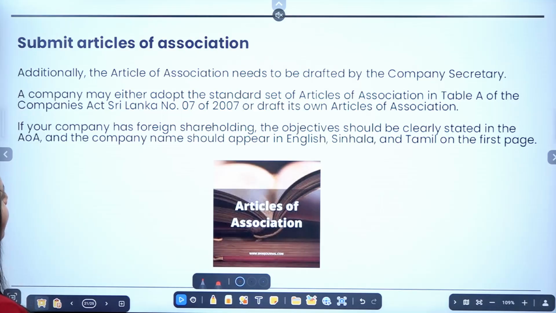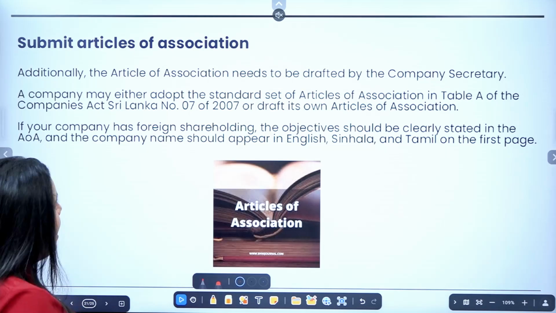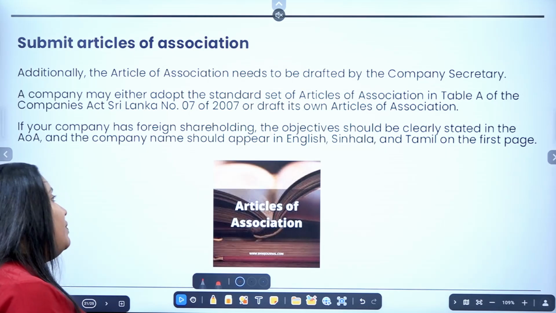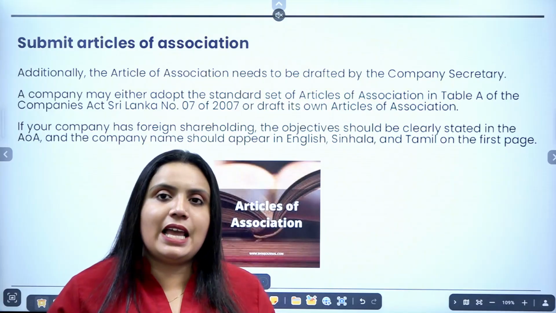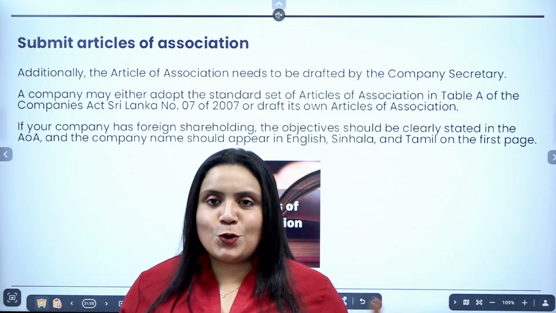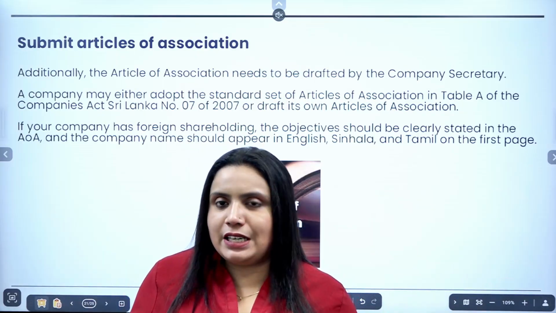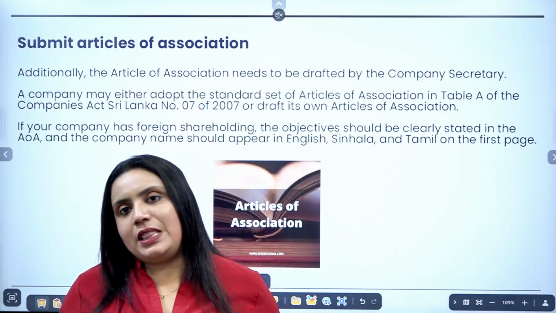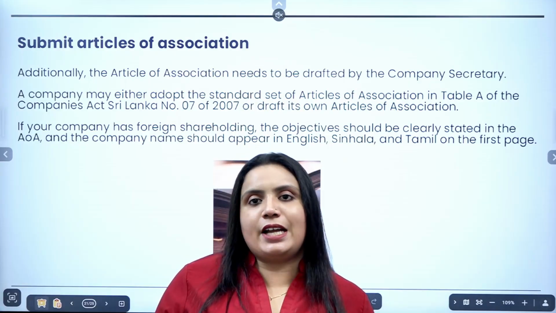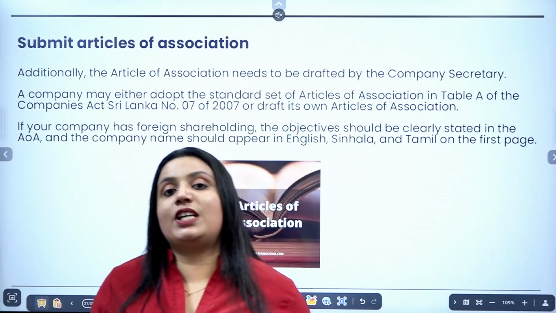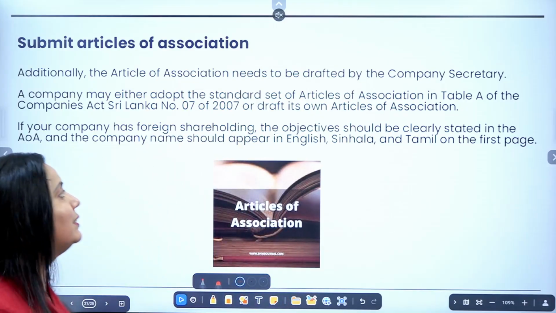The company may either adopt the standard set of articles of association in Table A of the Companies Act of Sri Lanka, number 7 of 2007, or draft its own articles of association. Personally, the majority of clients I have come across have wanted their articles to be drafted anew. So as you might know, we lawyers or company secretaries don't draft anew for every company. There is a structure. I will provide you with the structure at the live session. I will give you the structure to the articles of association. If a client should come to you, you will have your articles of association. What are the things that you need to amend also in the articles? I will give it to you at the live class, right?